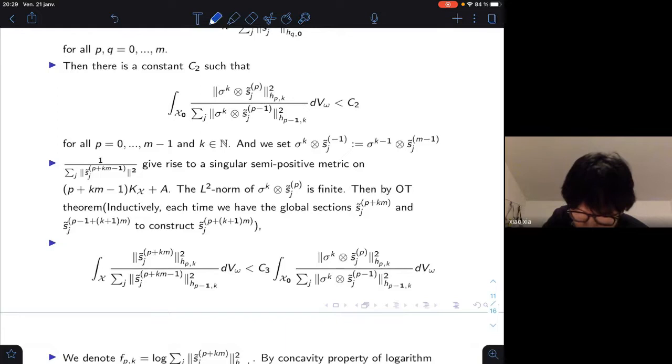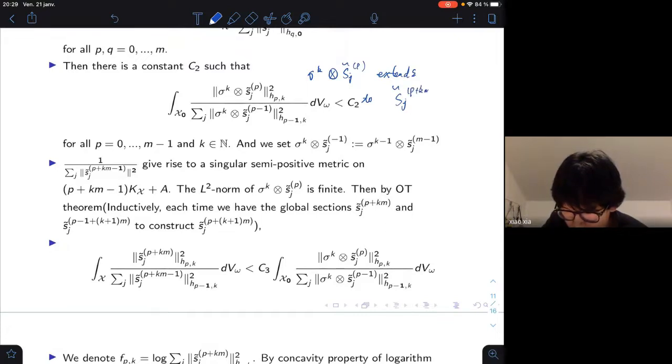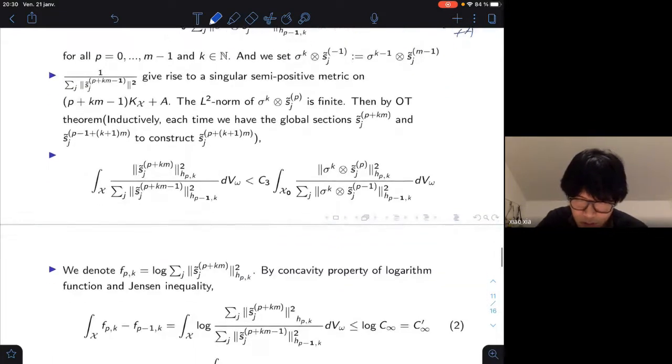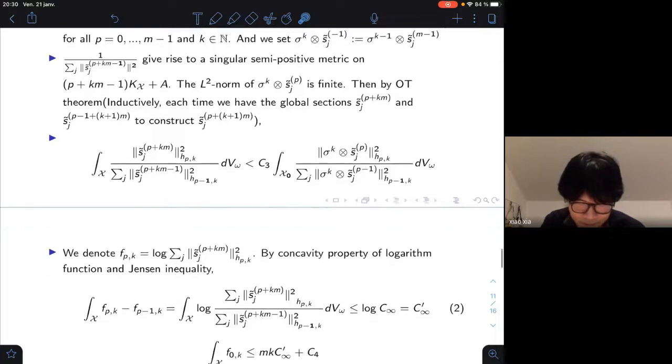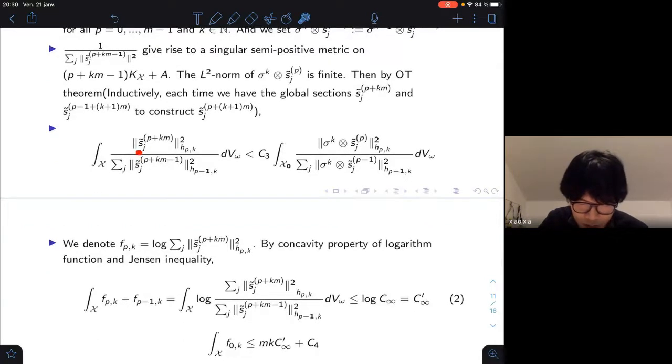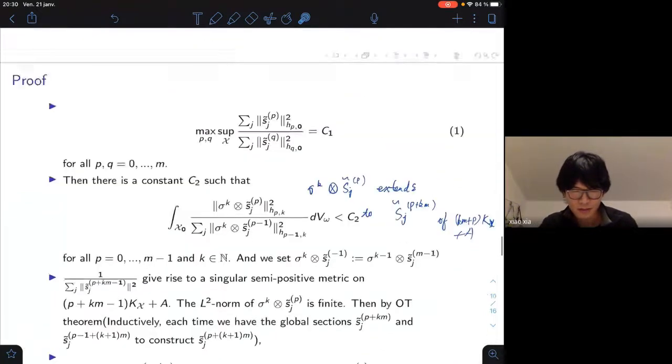we can extend this sigma k tensor with sj to a global section of p plus km KX plus A. And we also have the following estimate. Those global sections satisfy this estimate. That's the proof of this theorem.